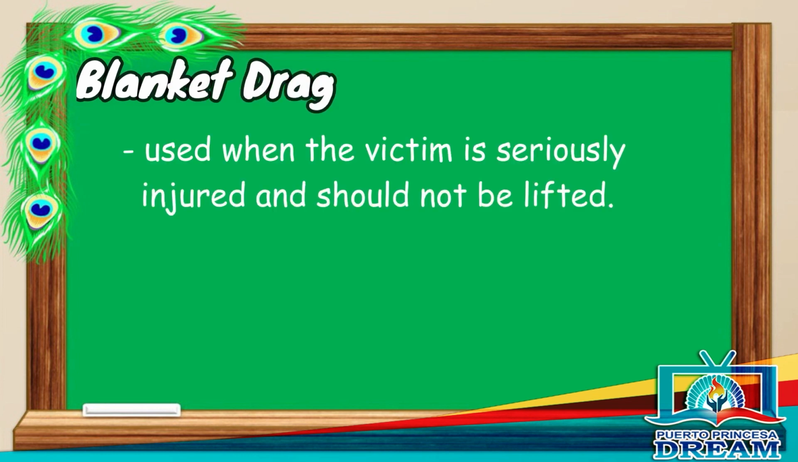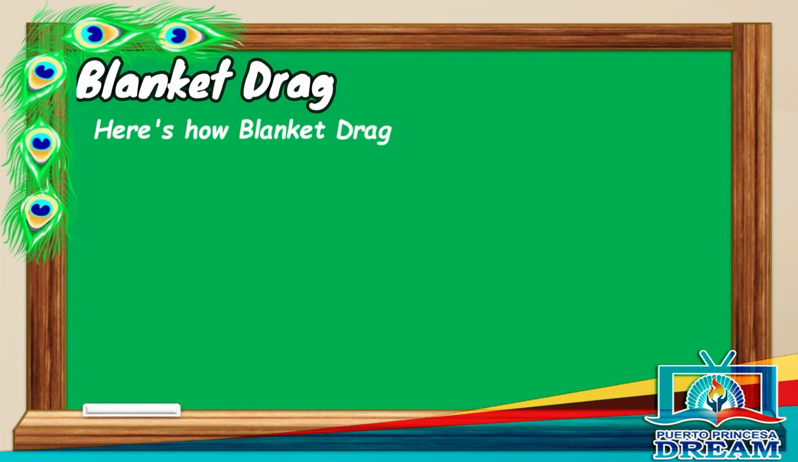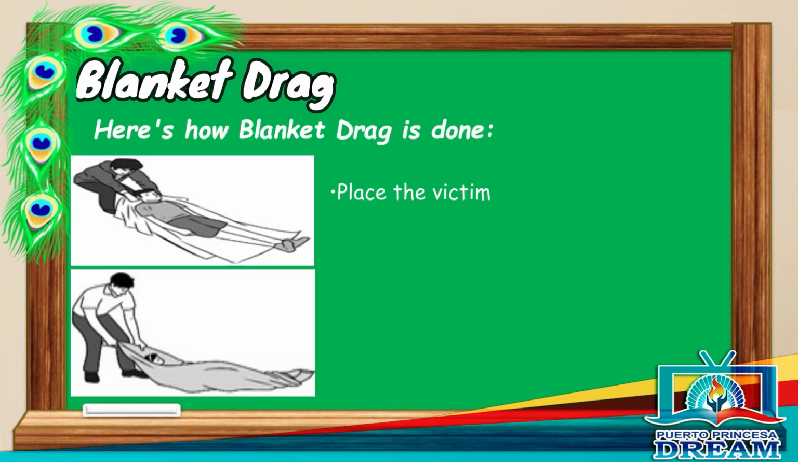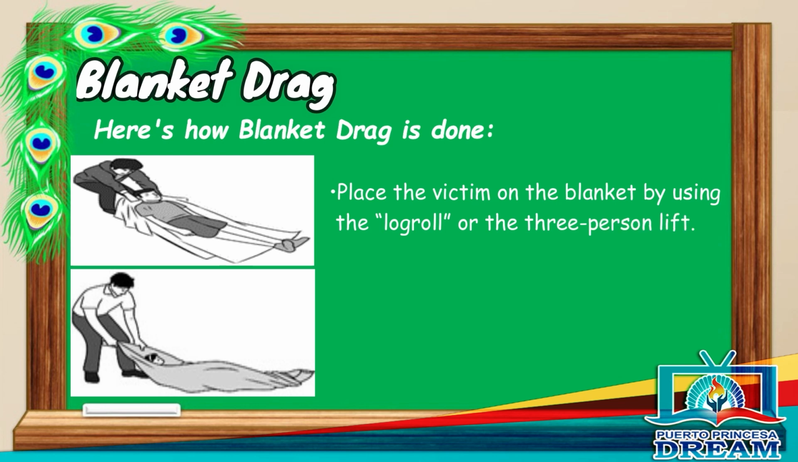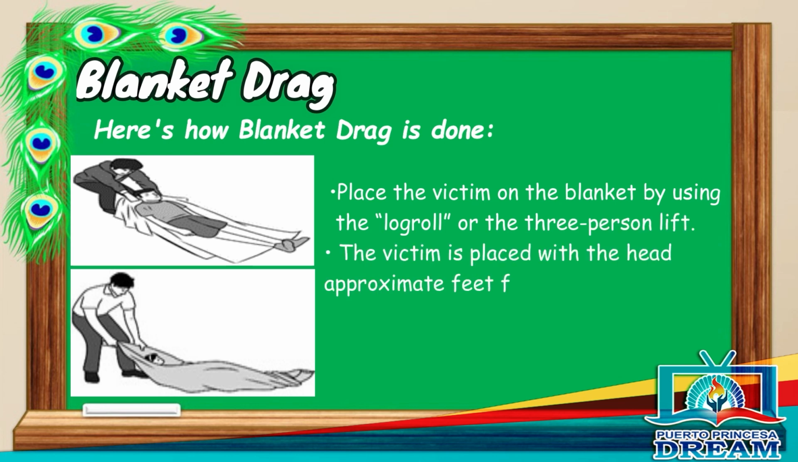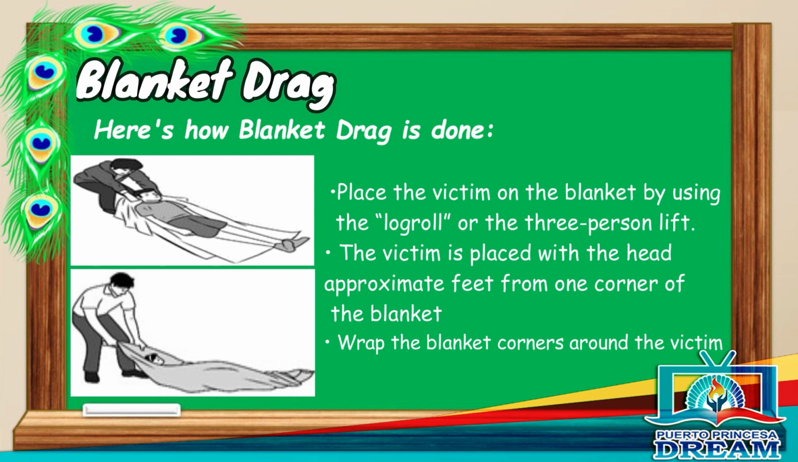Blanket drag. Used when the victim is seriously injured and should not be lifted. Here's how the blanket drag is done. Place the victim on the blanket by using the log roll or 3-person lift. The victim is placed with the head approximately a foot from one corner of the blanket. Wrap the blanket corners around the victim.